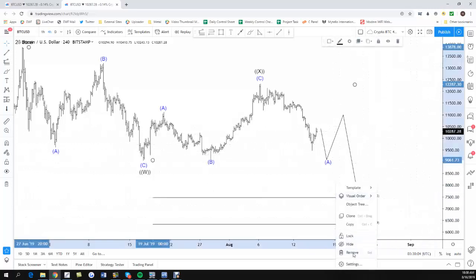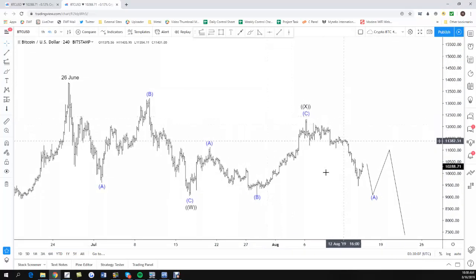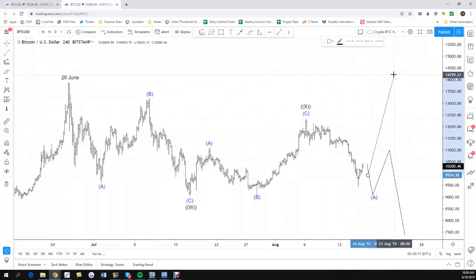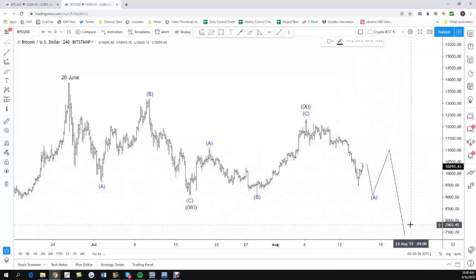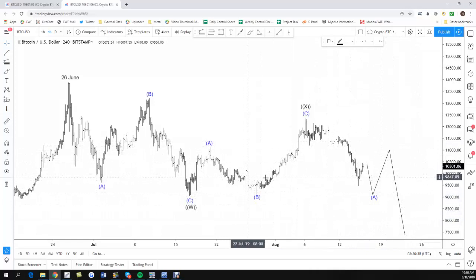Now, in order for this view to be valid, we do need to break below this W. Unless we really break below the W, technically the view has not been validated, and we can rally again like this. But judging by the fact that the move seems to be impulsive, that possibility is definitely there, that we can eventually break this and then create a double. That's what we call a double correction, WXY, and then we can extend lower to around 7,400. But remember, it will only get validated when it breaks below the W.